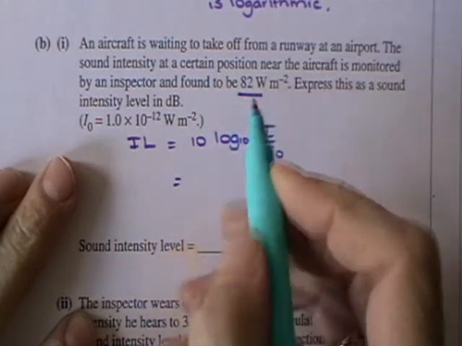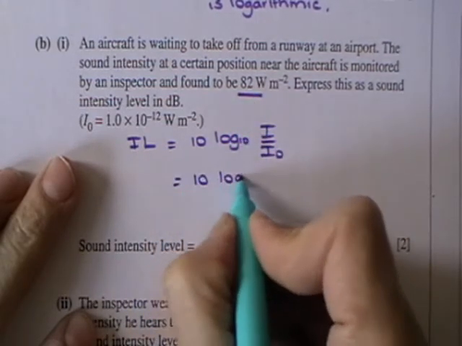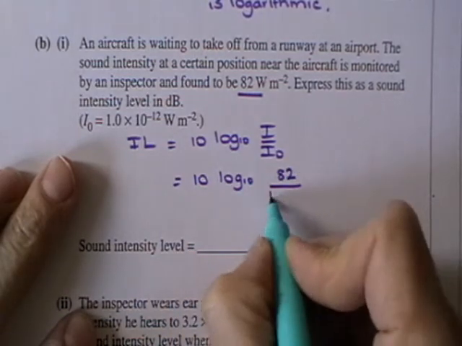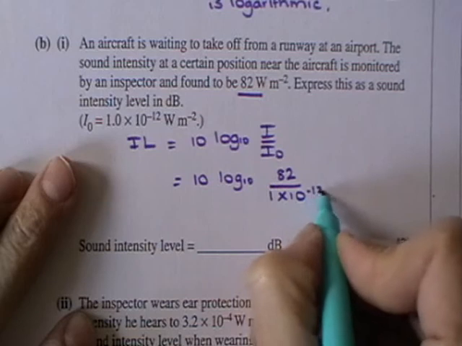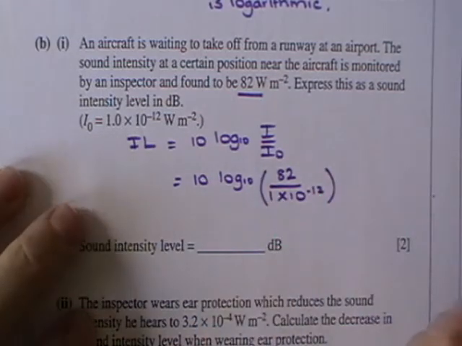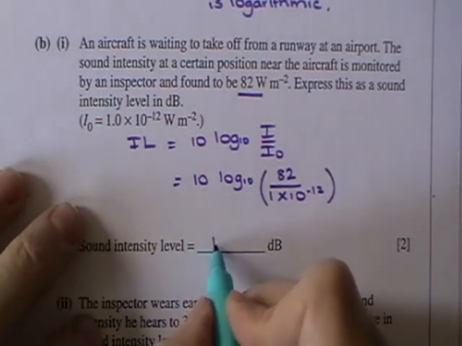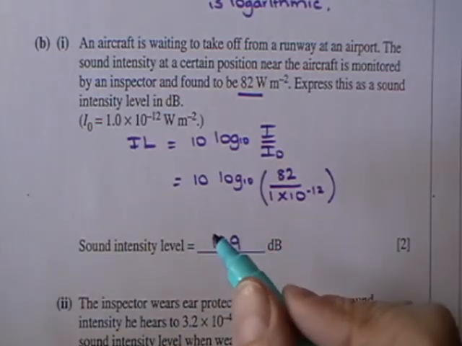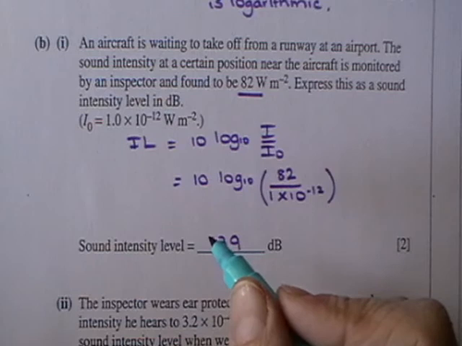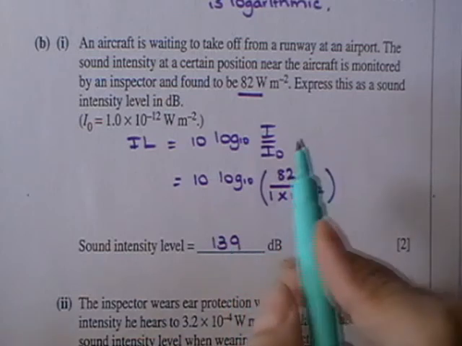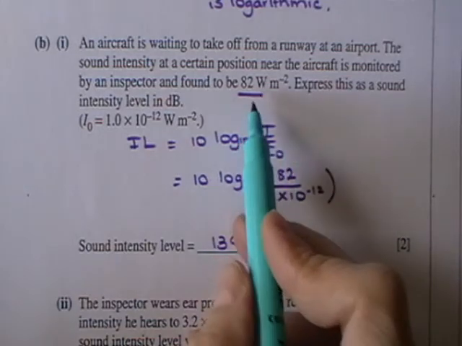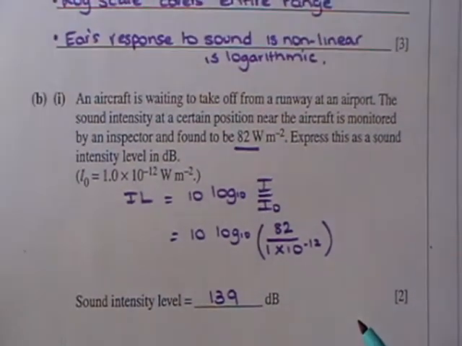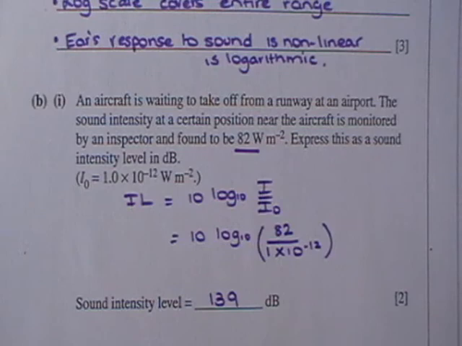So your intensity is 82, and you're dividing by 10 to the minus 12. And that comes out to be 139 decibels, which is a very loud sound, and that makes sense that it would be a very loud sound near an aircraft. Normally, when you're given intensities in a question, they're normally 10 to the minus 5 or 10 to the minus 4 or something like that, so that is quite normal.